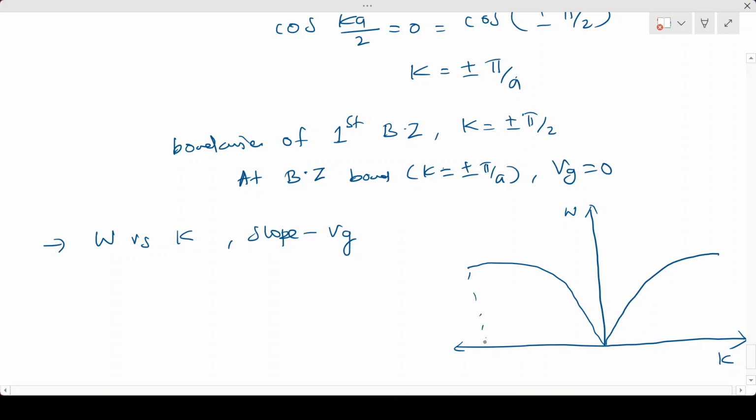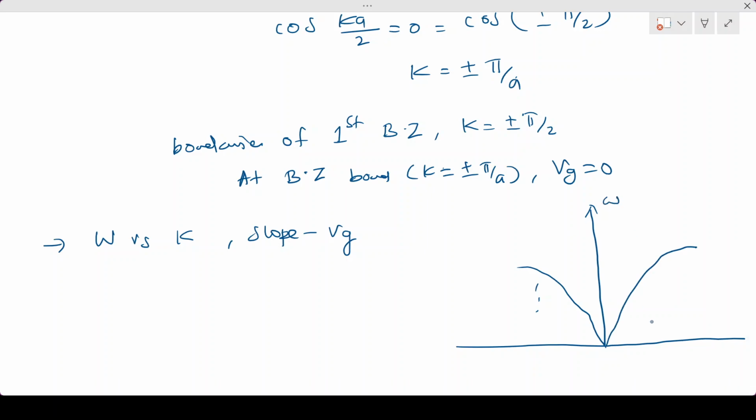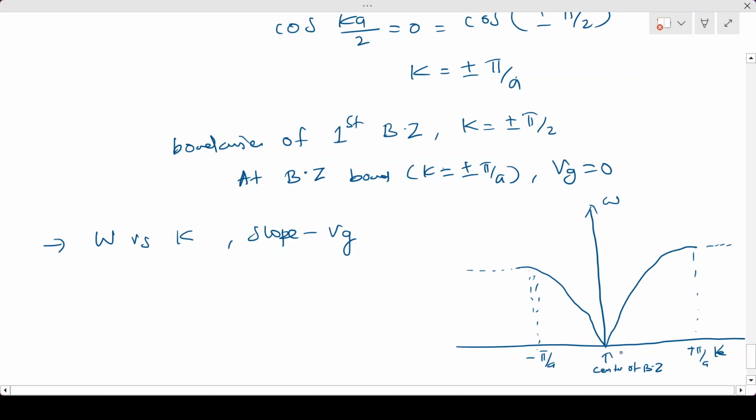This flat point started here. This is omega, this is k, and from here onwards this will be flat. The point where the flat region starts is minus pi by a, and this is plus pi by a, on the k axis. So the flat curve starts over here, and this point is the center of the Brillouin zone.